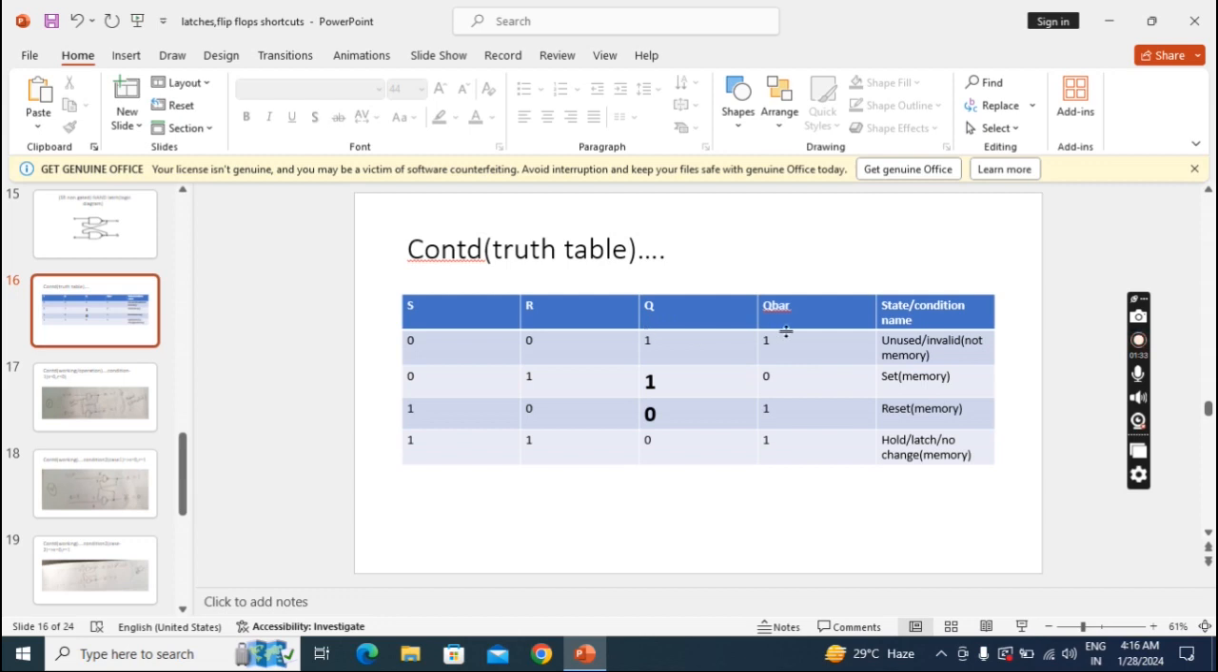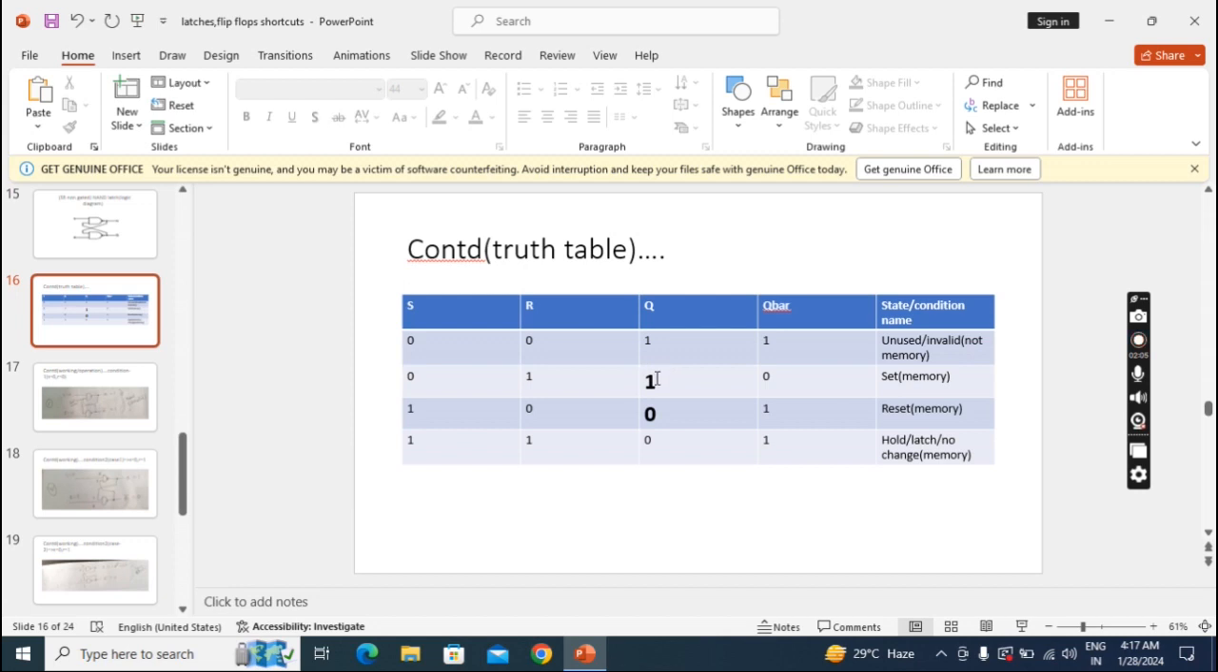Whenever both outputs are 1 1, both are the same, that we consider an invalid condition, because both outputs should be complementary. That condition is violated, that's why it is an invalid or not used condition. This is not useful as memory, because ultimately this latch is for storage. Okay, so this condition we treat as set.